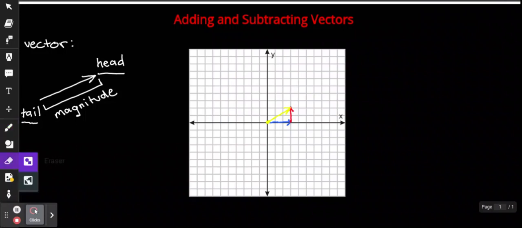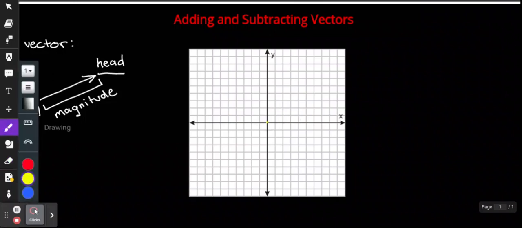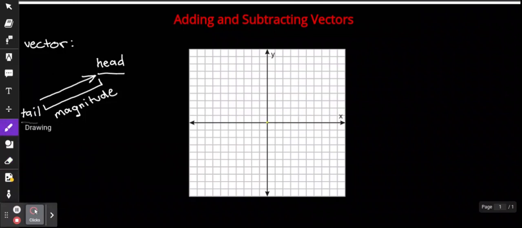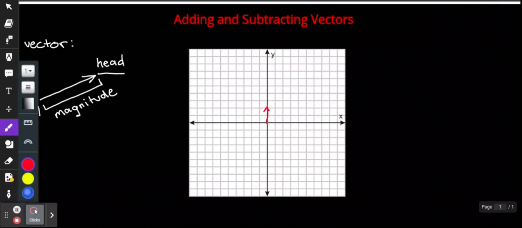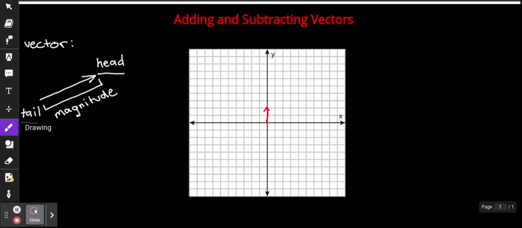Now, what if we started with the red first, so the y or the vertical vector first? So we remember that our vertical vector was 2 units up. Okay, so now we want to draw the blue vector. We're going to draw the blue tail attached to the head of our red vector, so right here. And remember that that was 3 units to the right, so 1, 2, 3.